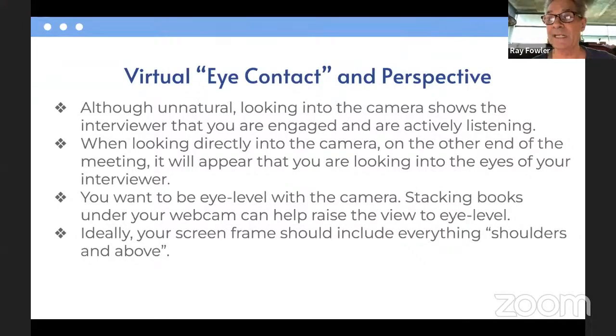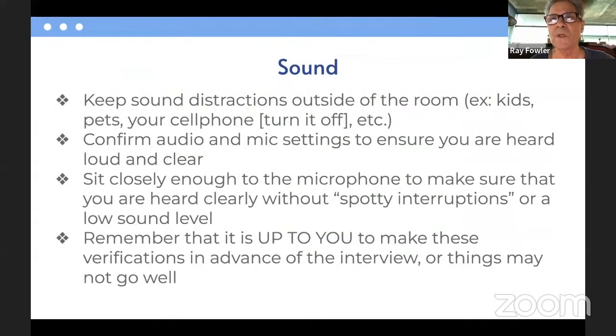You want to be eye level with the camera. Stacking books, as we mentioned, under your webcam can help raise the view to eye level. And ideally, your screen frame should include everything from about shoulders and above. I strongly suggest that you dress conservatively from top to bottom. If you had to stand up all of a sudden, you probably don't want to be in a swimsuit. That's just a thought, but it's something to think about.